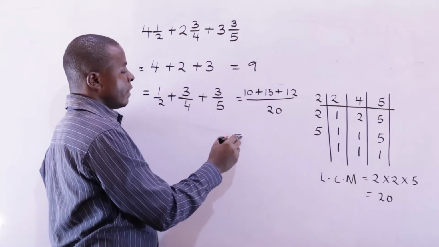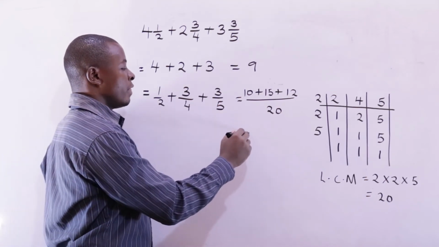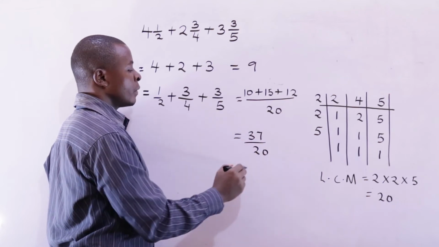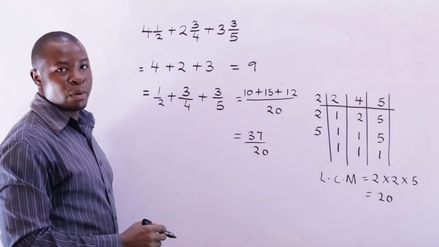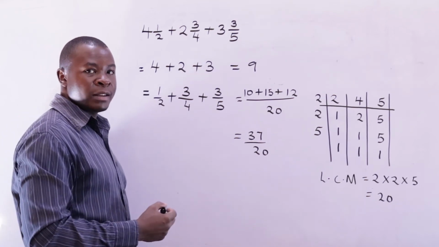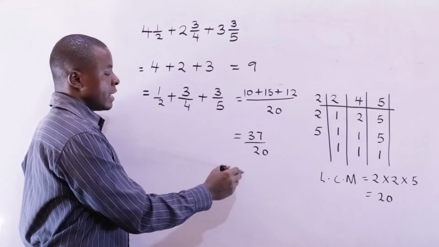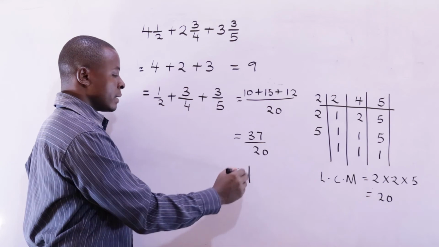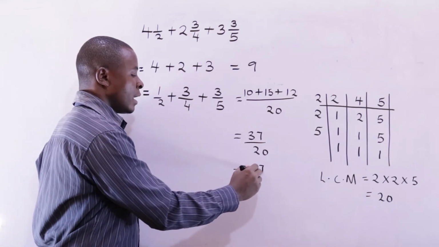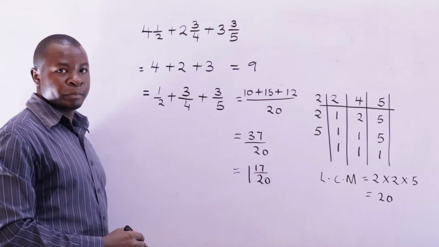When we add the values on the numerator, we'll end up with 37 out of 20. But this is an improper fraction. Therefore, we need to check how many times 20 divides 37. And we notice that 20 divides 37 once. There is a remainder 17 out of 20, which we write as a fraction.